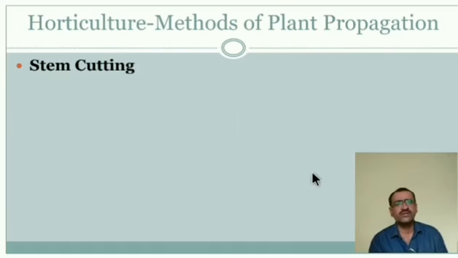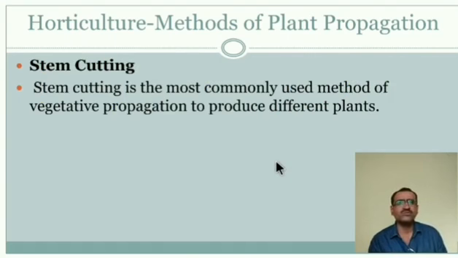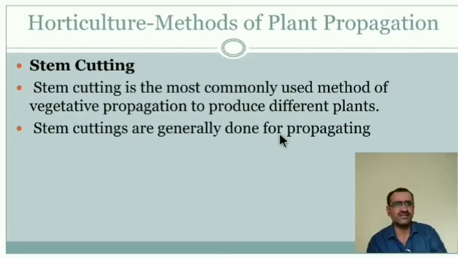First one is the stem cutting. That means any stem part of the plant can be used to propagate a new plant. That is known as stem cutting. Stem cutting is the most commonly used method of vegetative propagation to produce different plants, and it is the easiest method among all these methods.